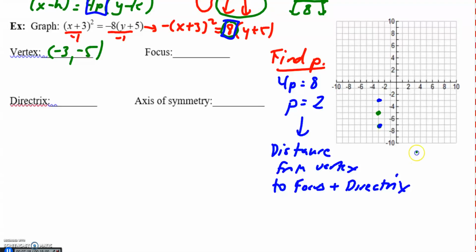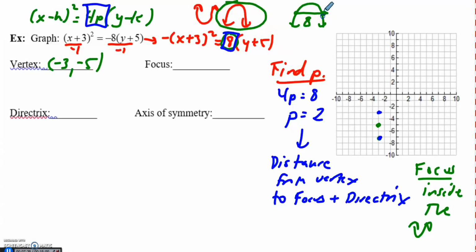Now something I would consider writing down is that your focus is always inside the parabola. Always inside the parabola. So because I know my parabola is going to be facing downwards, I know that this would be my focus. And I know that my distance from side to side is 8 units, which means from the focus I would go 1, 2, 3, 4 this direction, 1, 2, 3, 4 this direction. And so my parabola would look something like this. It has to go through the vertex and these 2 points. So it would be a pretty wide parabola facing downwards. This is my focus and this is my directrix, so I'll draw a horizontal line through that point.